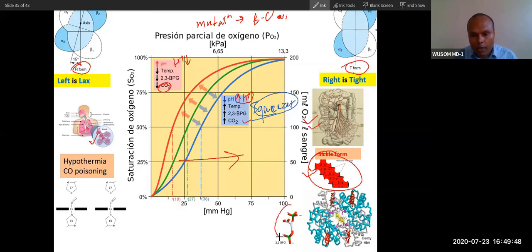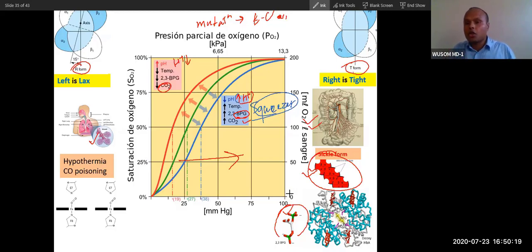In high altitude conditions, BPG, bisphosphoglycerate, will increase and cause a shift of the oxygen dissociation curve to the right. That means this is a squeezer. This will reduce the affinity for oxygen. And you know the lungs have a very high capacity to bind oxygen. The lungs have about 100 mmHg, so oxygenation is not a problem.